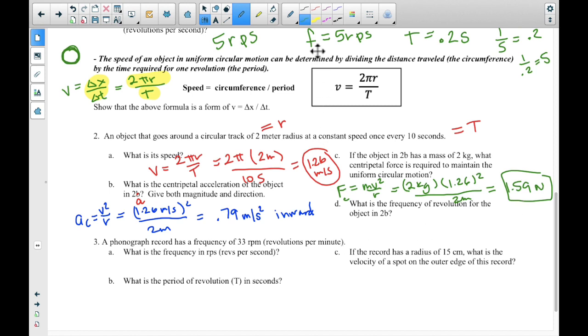And then question D, what is the frequency of the revolution? So if our period was 10 seconds, then frequency is 1 over T, and so that is 0.1 revolution per second.